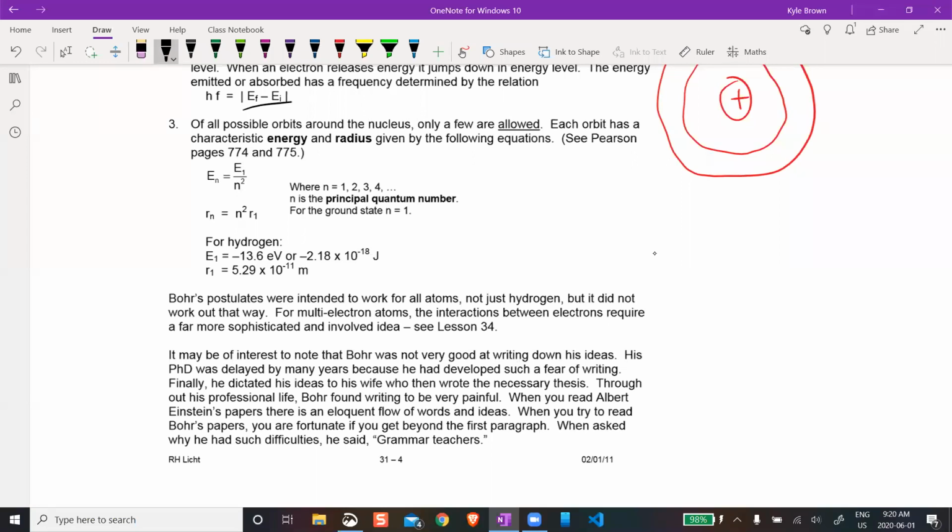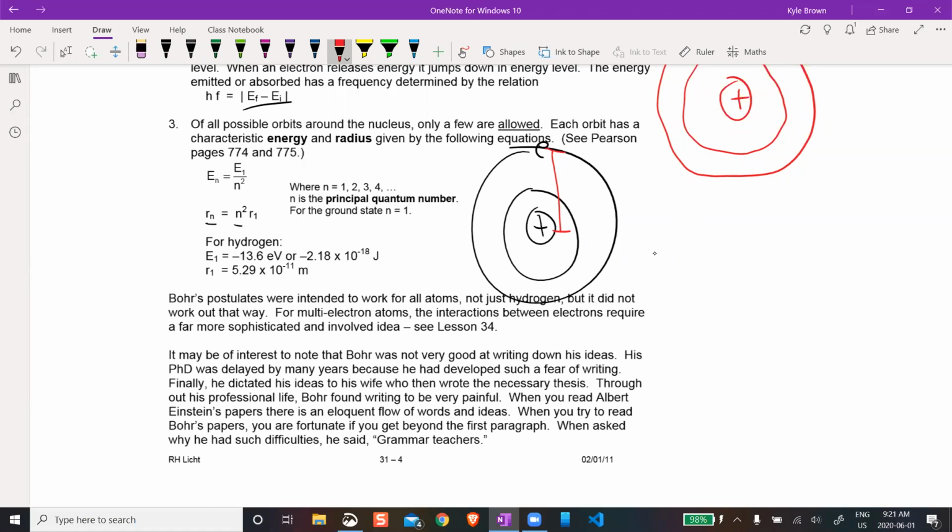And then this one is the radius of the hydrogen atom. They're saying that the radius for any given orbit, so if I've got a proton and an electron, then the radius, how far this proton is from this electron, is going to be determined by this equation. So you can say the radius at n equals 2 would be 2 squared, so 4, times the radius of the atom at its initial radius.